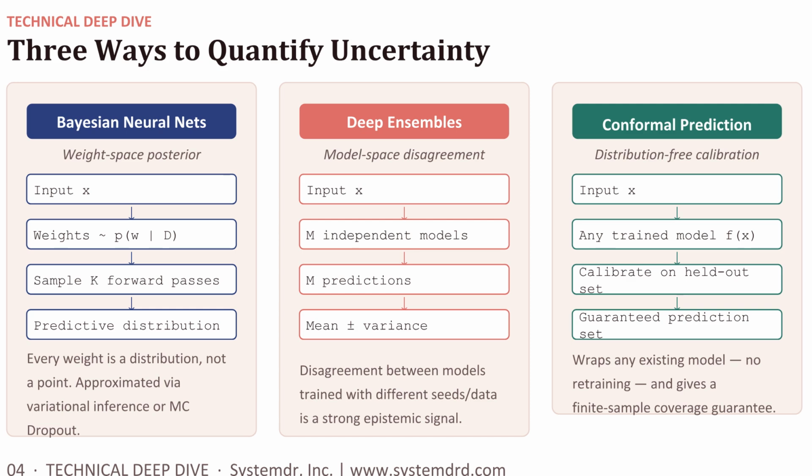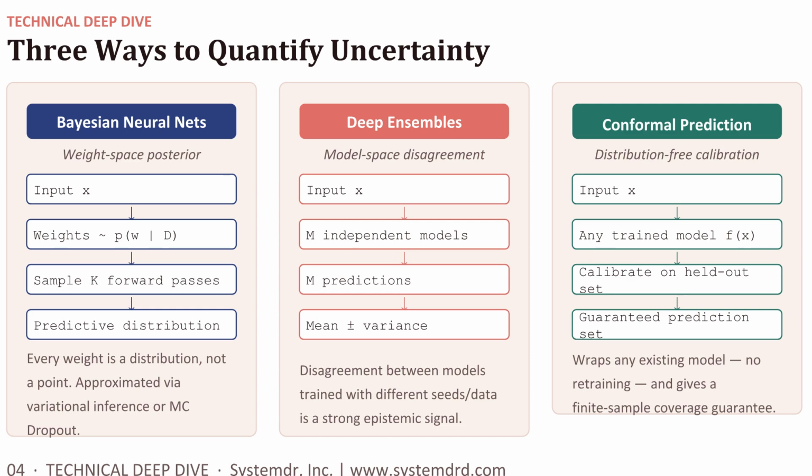That's why conformal prediction has become the default retrofit choice for teams that already have a production model and can't afford to retrain it as an ensemble. Most teams don't pick just one of these in isolation. A common pattern is a small ensemble for real-time epistemic scoring, with a conformal calibration layer on top that converts that raw uncertainty into a statistically guaranteed threshold a compliance team can actually sign off on.